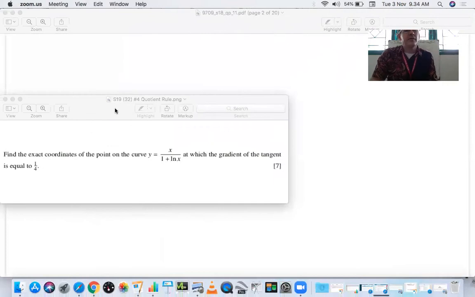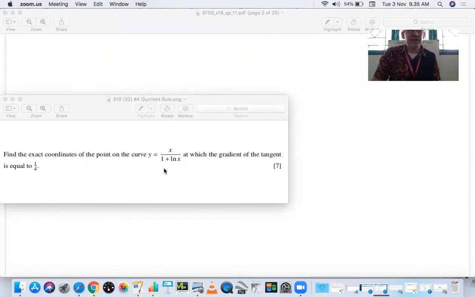Okay, let's look at our second question here. This time we have a quotient. It says find the exact coordinates. So exact meaning we can't use decimals. Coordinates means it wants both the x and y coordinate of the point on the curve y equals x divided by 1 plus ln x, at which the gradient of the tangent is equal to 1/4. So exact coordinates, no decimal, find both x and y, point on a curve.